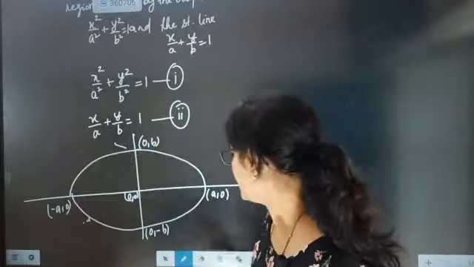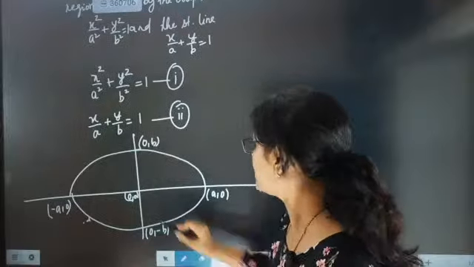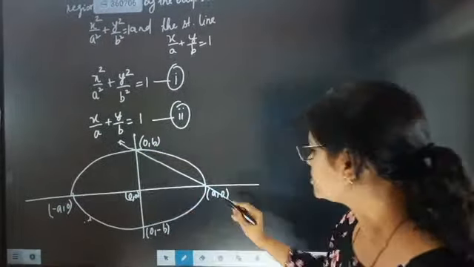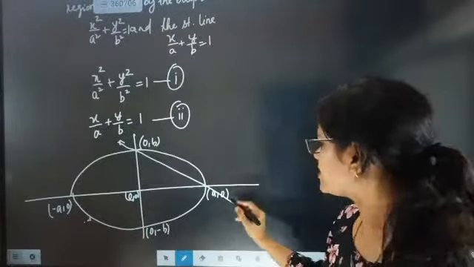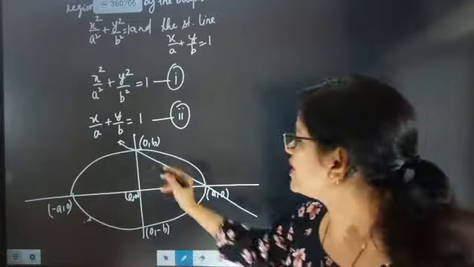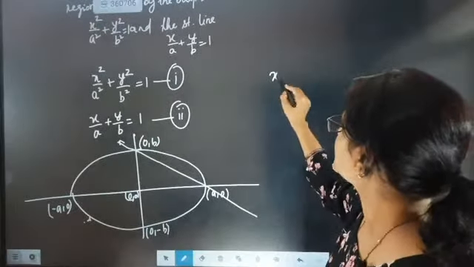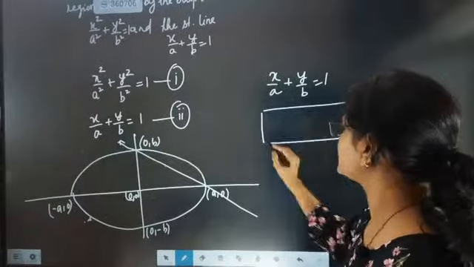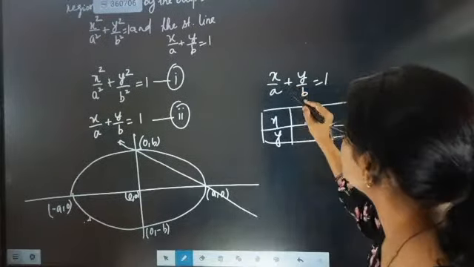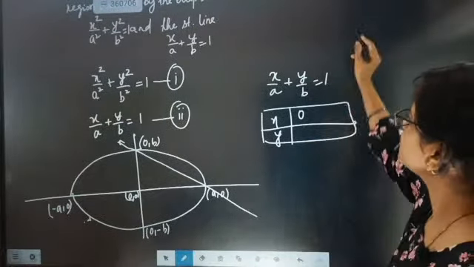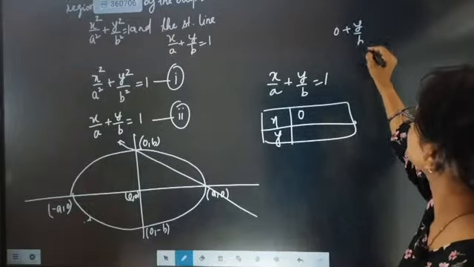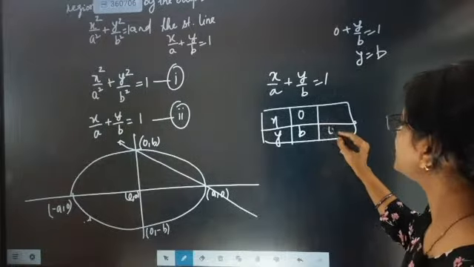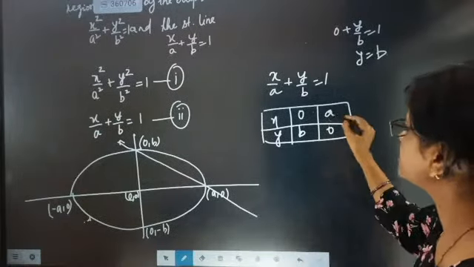Intercept form of a line is very direct and straightforward. It touches the x-axis at (a, 0) and the y-axis at (0, b). So when you take x/a + y/b = 1, one time you take x = 0, then 0 + y/b = 1, so y is straight away coming as b. One time you take y = 0, so x is straight away coming as a.